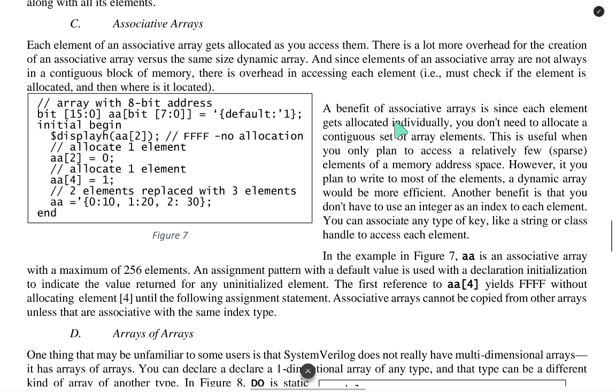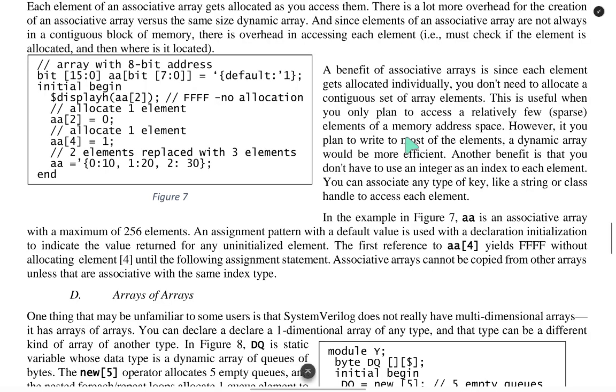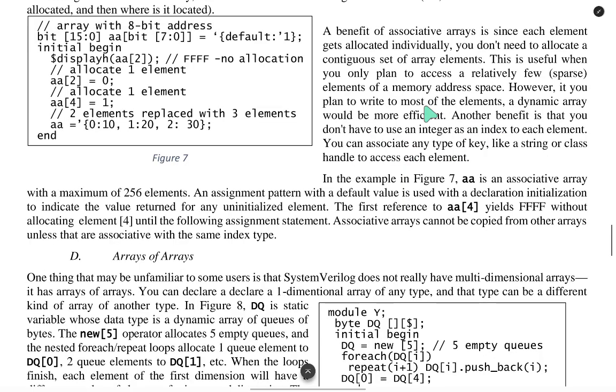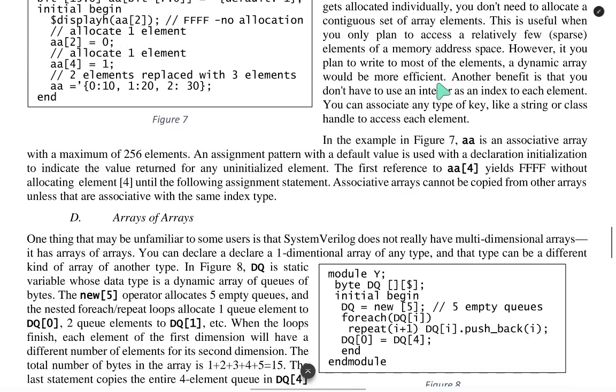A benefit of an associative array is that since each element gets allocated individually, you don't need to allocate a contiguous set of array elements. This is useful when you only plan to access a relatively few sparse elements of a memory address space. However, if you plan to write to most of the elements, a dynamic array would be more efficient. Another benefit is that you don't have to use an integer as an index to each element. You can associate any type of key, like a string or a class handle, to access each element.